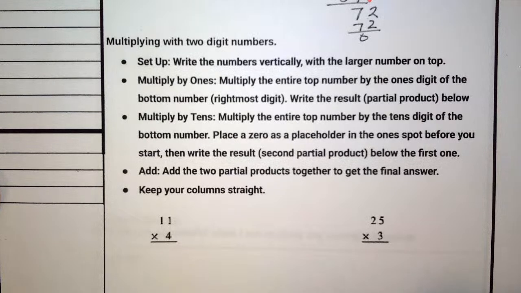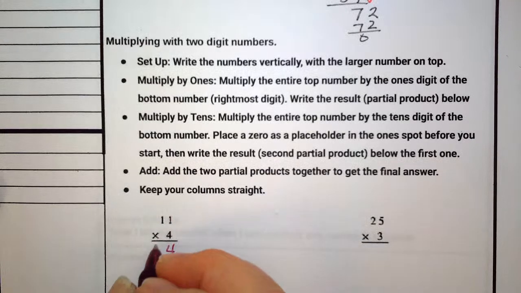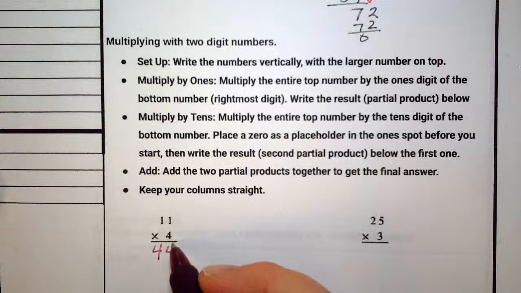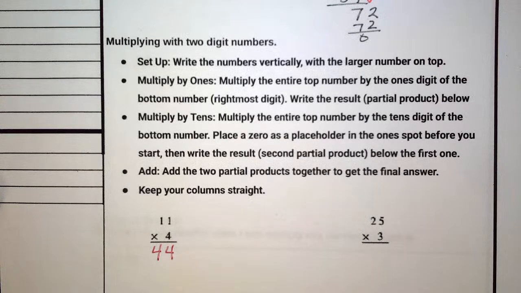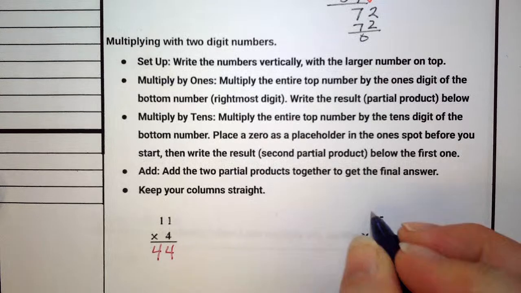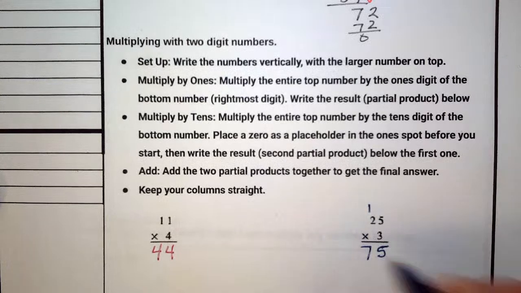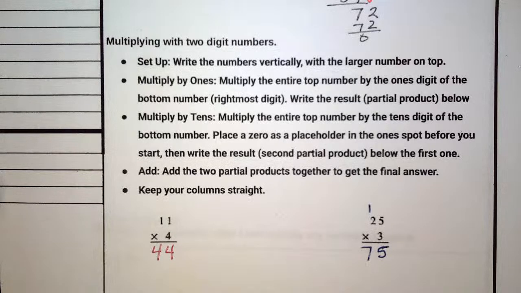Keep those columns straight. For the first 2, we don't need to worry about that because we've only got a single digit number. As I'm looking at this, 4 times 1 is 4. 4 times 1 is 4. 11 times 4 is 44. Let's go to the next one. 3 times 5 is 15. I write the 5 down, I carry the 1. 3 times 2 is 6, plus 1 is 7. 25 times 3 is 75.